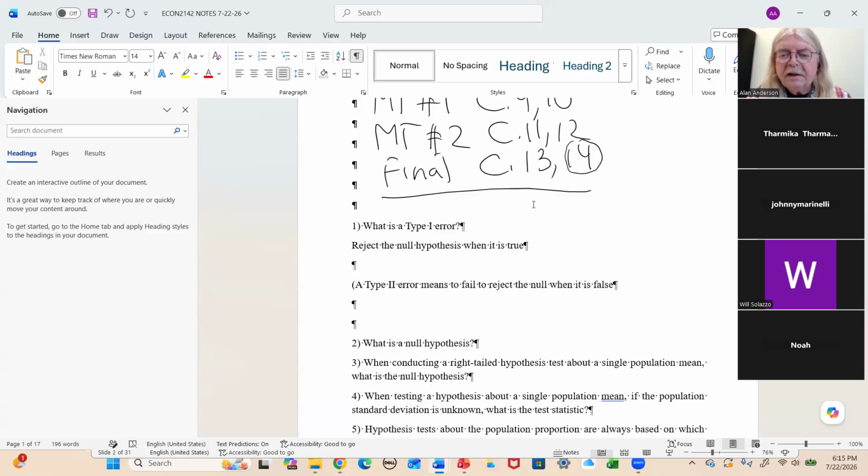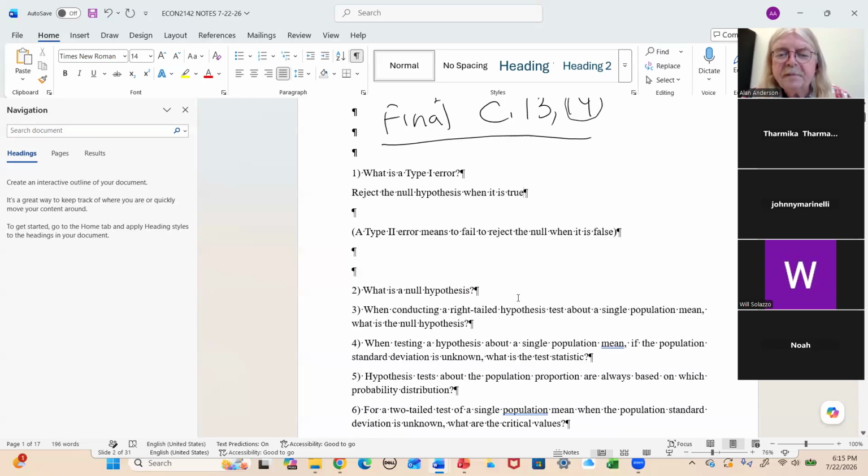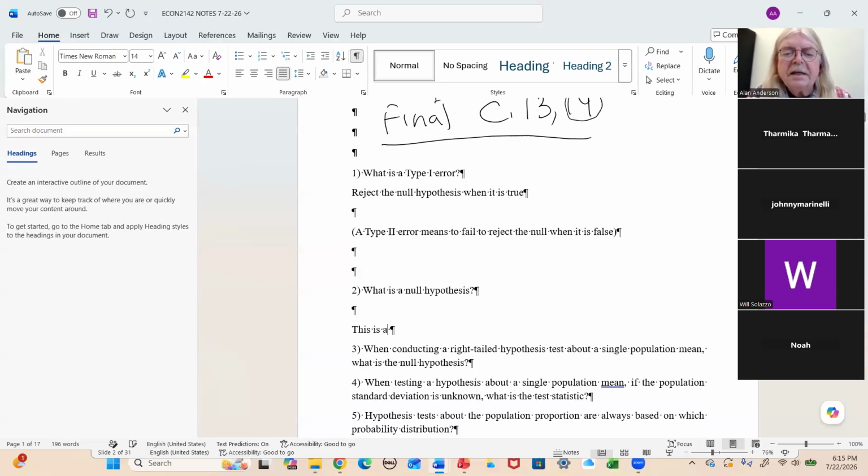Also don't forget the alpha that we keep seeing throughout these chapters is the probability of a type 1 error. So when you see an alpha by itself, you know that it means the probability of a type 1 error. All right. The null hypothesis is a statement that is assumed to be true unless there is strong contradictory evidence.